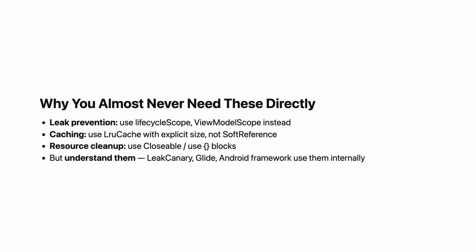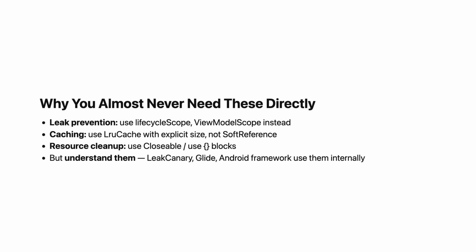For caching, LruCache with explicit size management outperforms SoftReference caches every time. For resource cleanup, use Closeable and use blocks, or AutoCloseable, or try-with-resources patterns. These are more predictable than PhantomReference-based cleanup.